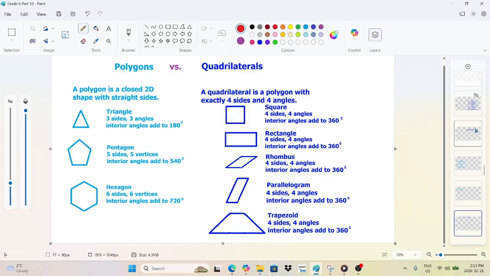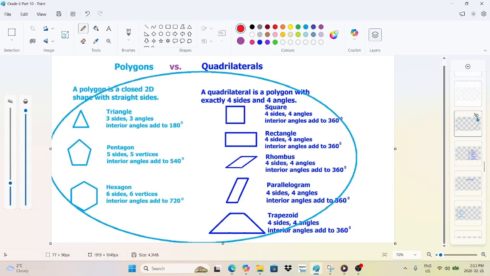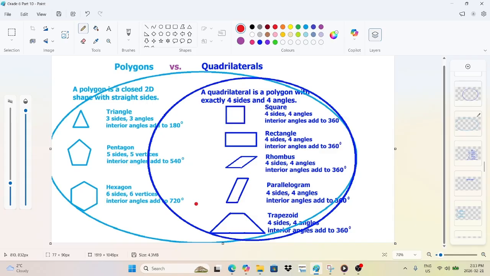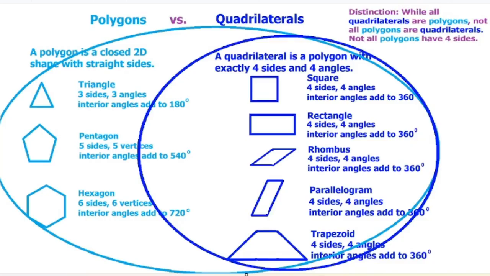So if we put a circle around all the polygons, it includes all the quadrilaterals. But quadrilaterals are a subset of polygons with their own individual properties. So the distinction: while all quadrilaterals are polygons, not all polygons are quadrilaterals, because not all polygons have four sides. Okay, so that's the distinction.